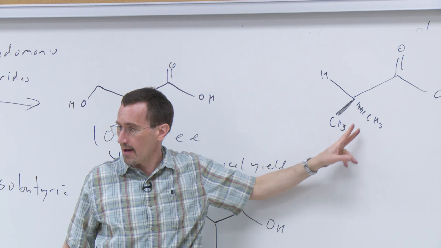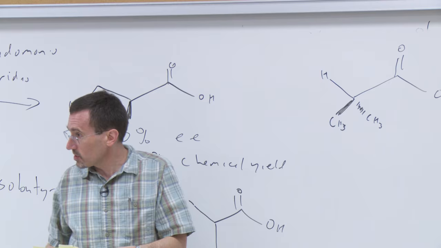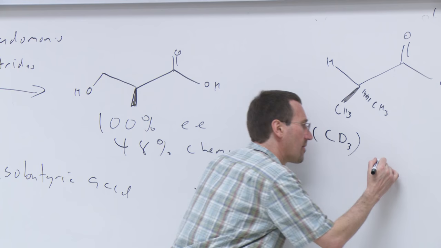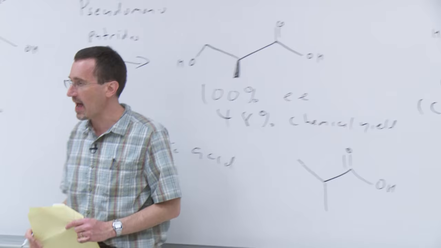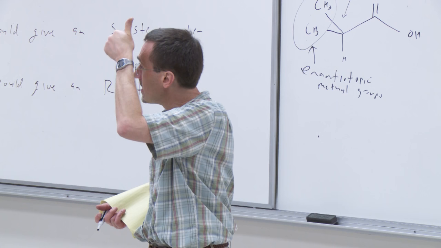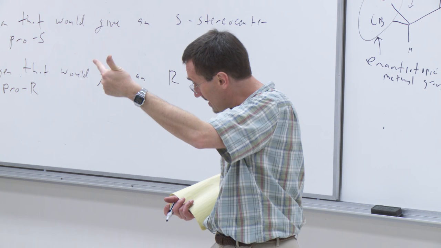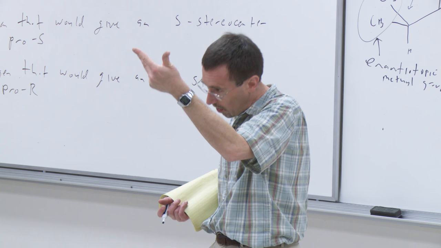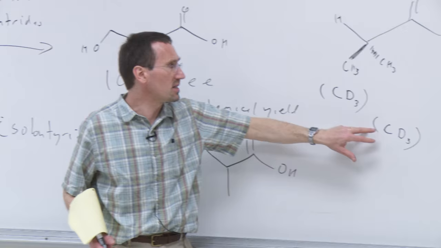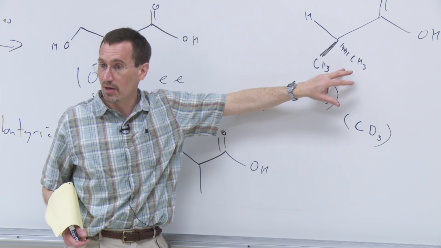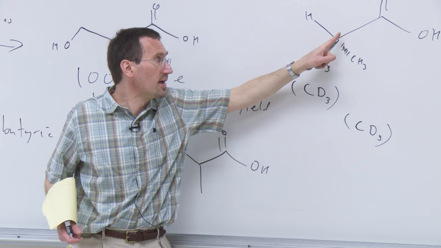3 possibilities. I will do a thought experiment where I replace one of them with a CD3 group, or I replace the other with a CD3 group. And just as we asked, when you replace it with deuterium, are the 2 molecules diastereomers, diastereotopic protons, enantiomers, enantiotopic protons, or the same, homotopic protons? This same thought experiment here allows us to say, okay, the 2 methyl groups are enantiotopic. We generate enantiomers when we replace one or the other, and this is a prochiral center.